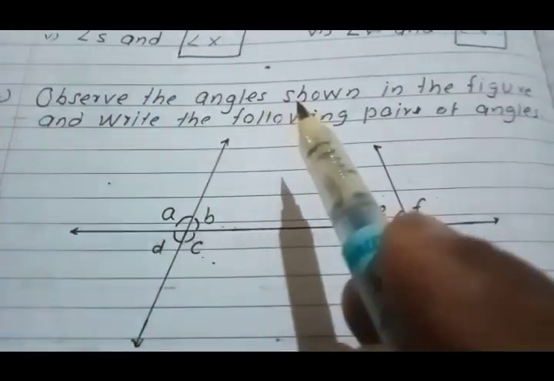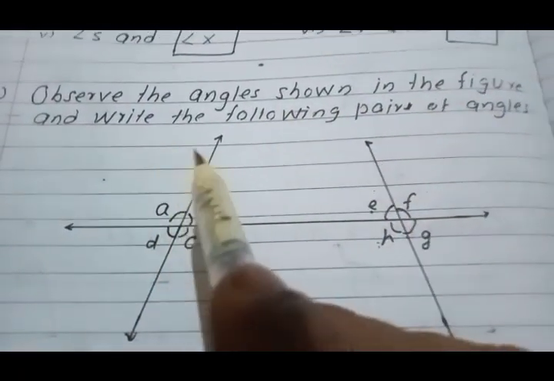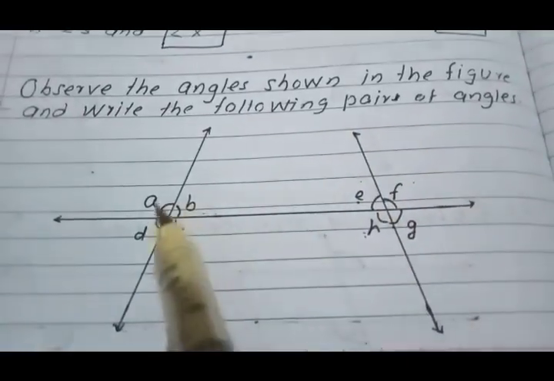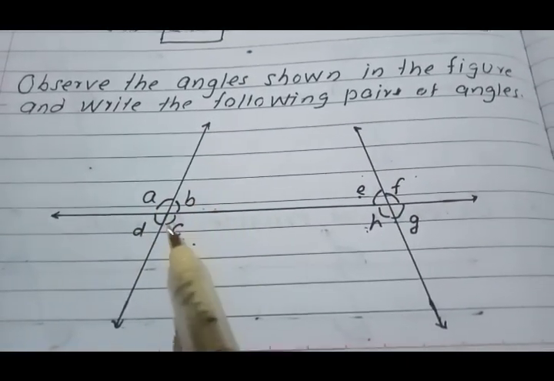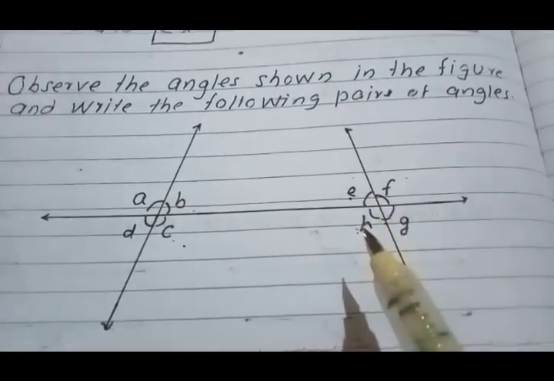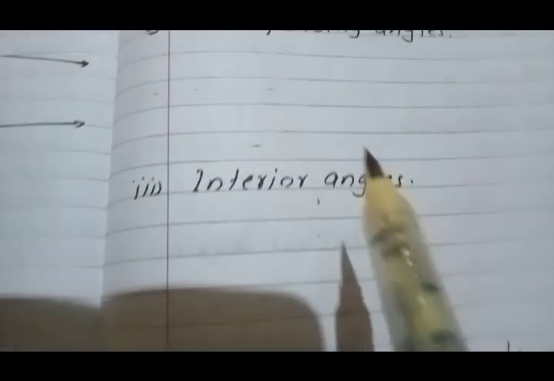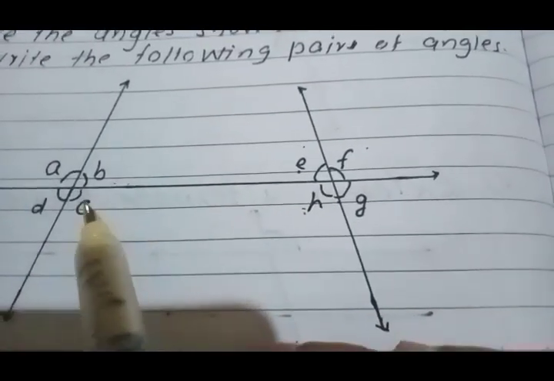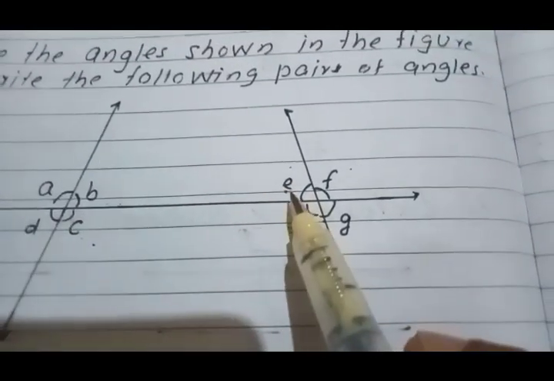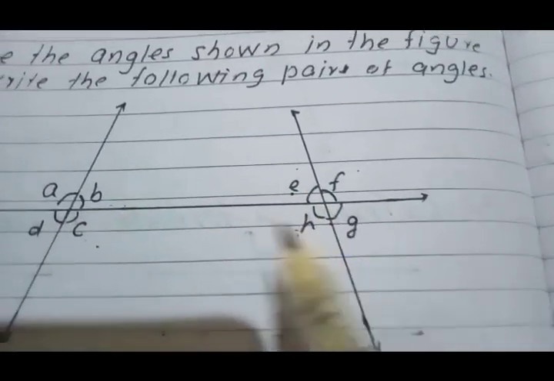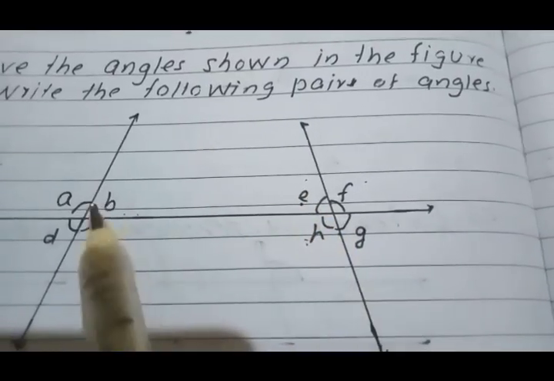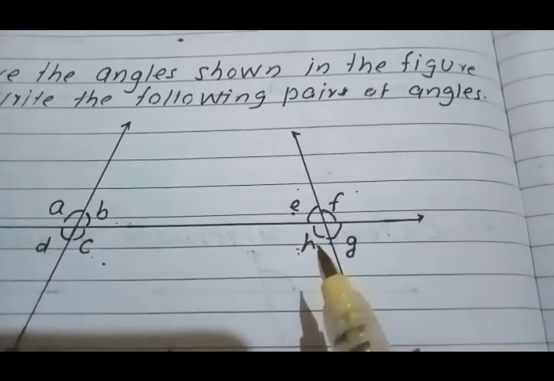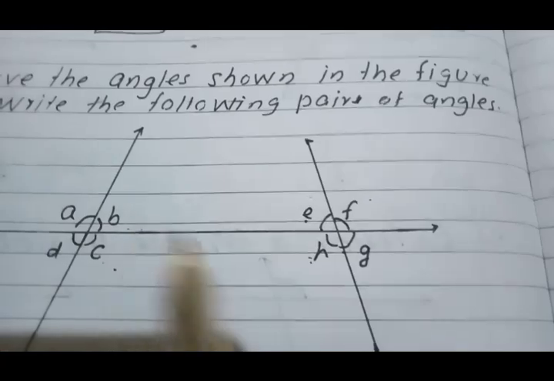Number 2. Observe the angles shown in the figure and write the following pairs of angles. In this diagram, we have angles A, B, C, D, and E, F, G, H. First, the interior alternate angles. Interior alternate angles are here C, E and B, H. Angle C and angle E, angle B and angle H are interior alternate angles, opposite each other.